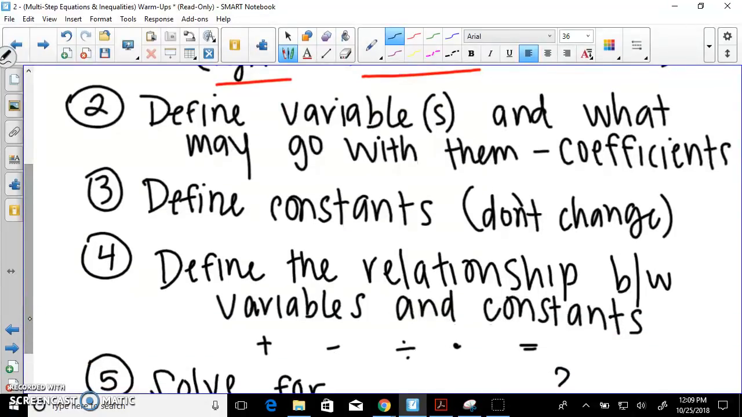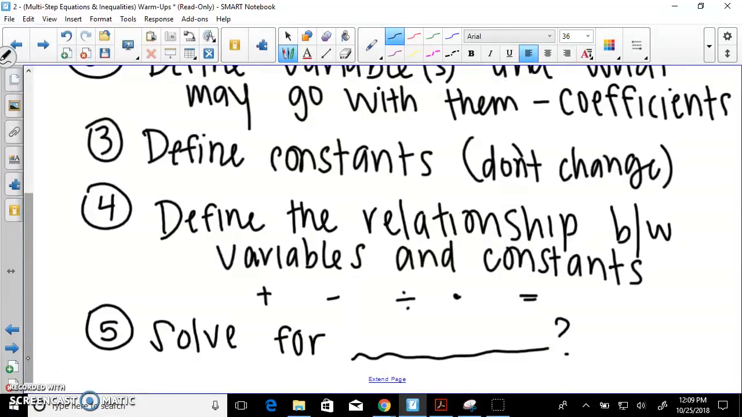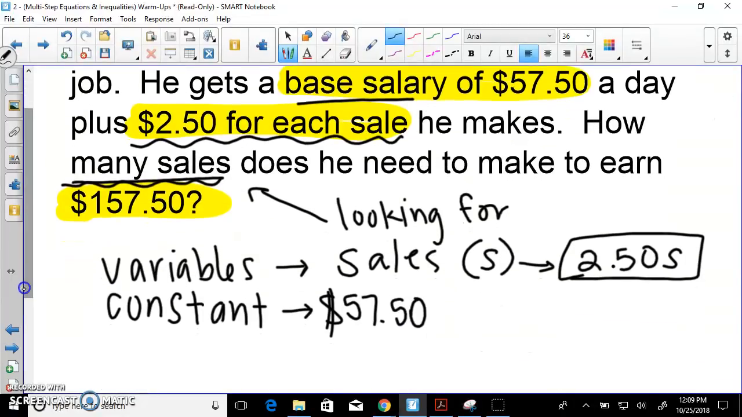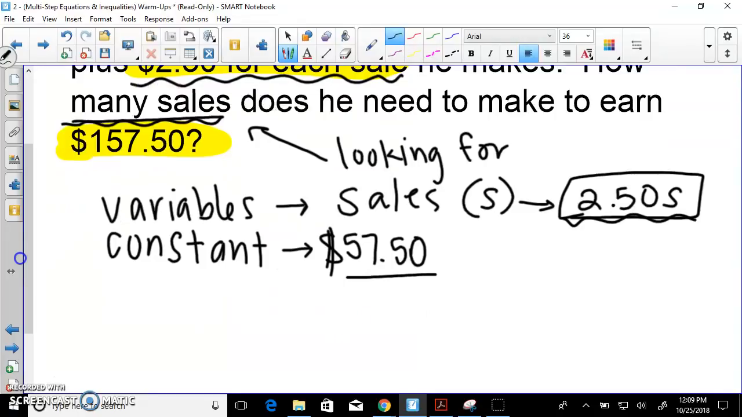Now we're going to define the relationship between the variables and the constants, and once we do that, we can solve. Our variable term is 2.50S, that's what he makes from sales, and the constant is 57.50, that's what he makes when he walks in the door each day. Then he needs to earn a total of this much. How can we relate those numbers together? Are we just going to multiply them all? Are we going to add them, subtract them?